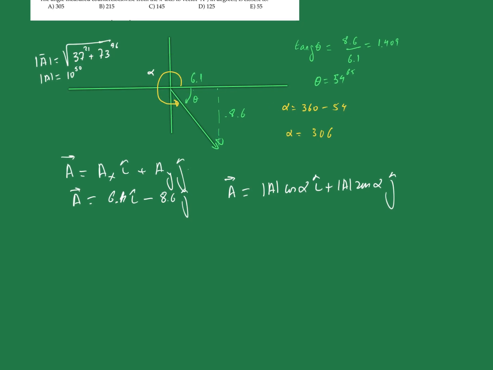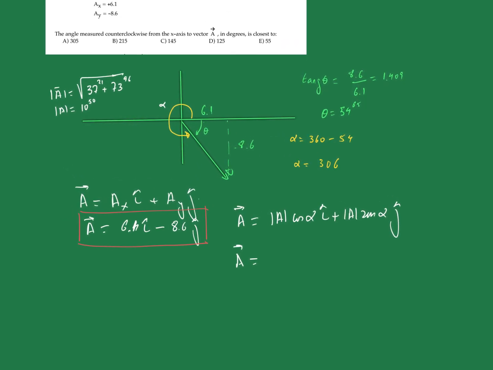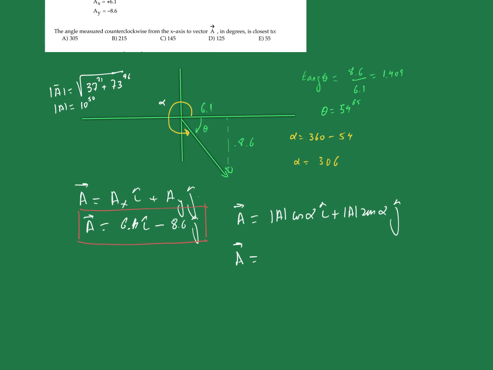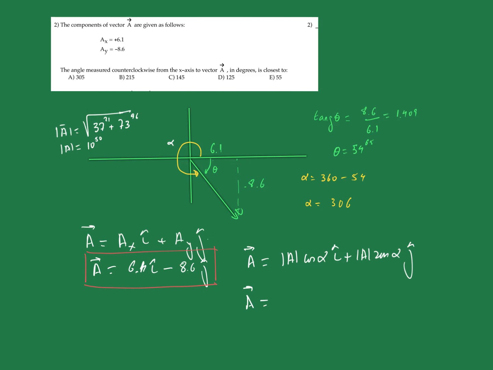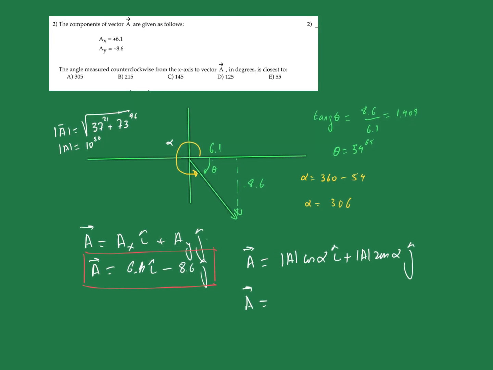So let's go right. In the first case, I have this vector A. In the second case, I should have the same vector A. A will be magnitude of A. According to what I have calculated, the magnitude of A is 6 squared plus 8.6 squared, so it will be 37 plus 73, it will be 10.5. So magnitude of A is 10.5.